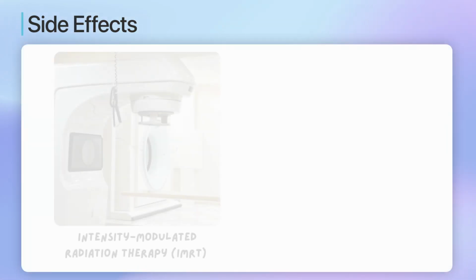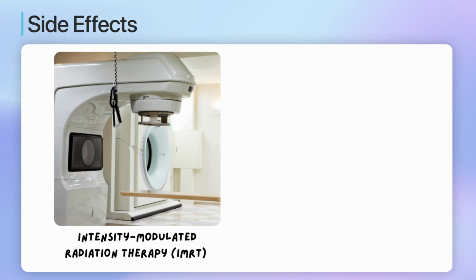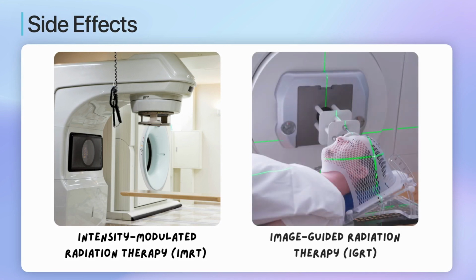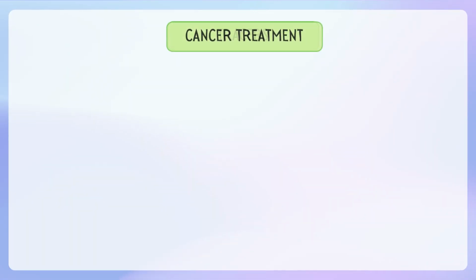Modern advancements in radiation therapy, such as intensity-modulated radiation therapy, IMRT, and image-guided radiation therapy, IGRT, have increased the precision with which radiation can be delivered to tumours. These techniques allow for higher doses to the cancer cells while sparing more of the surrounding healthy tissue, thereby reducing side effects.